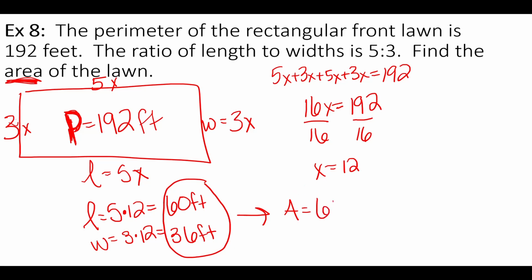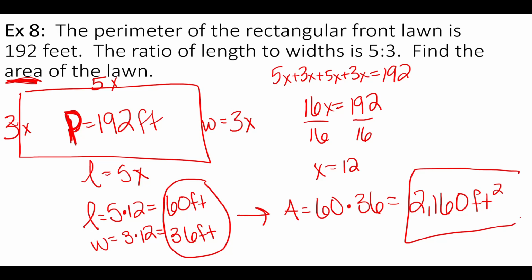So it's going to be 60 feet times 36 feet, length times width, to get the area, which would be 2,160 feet squared. That is our final answer.